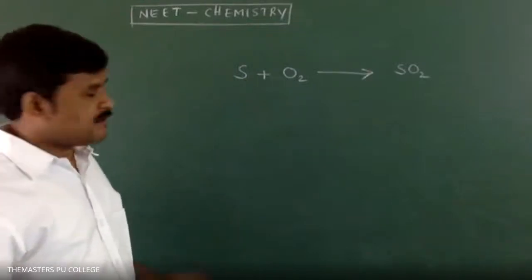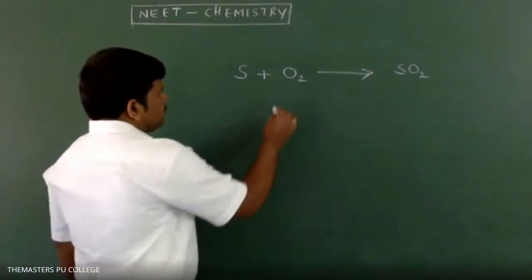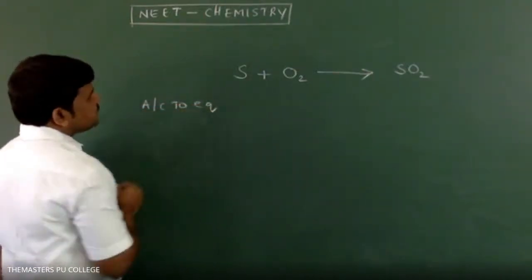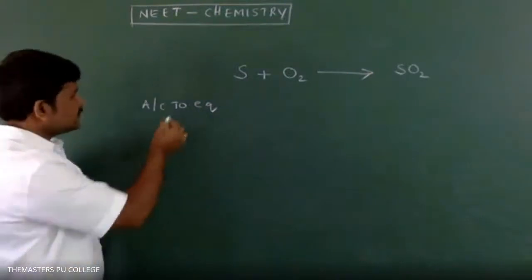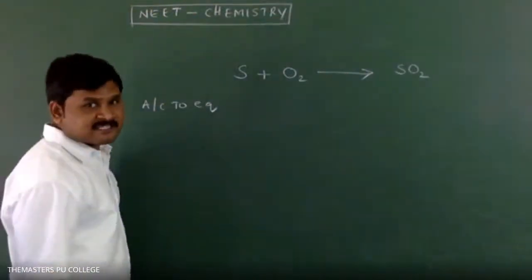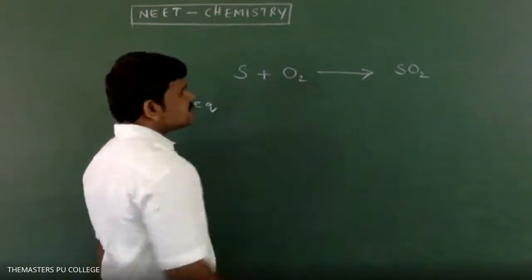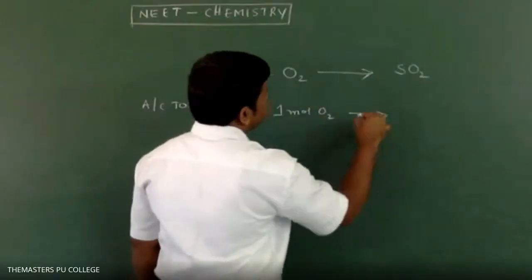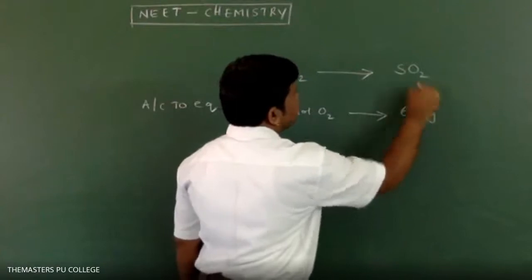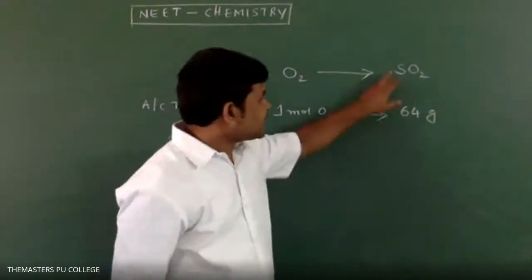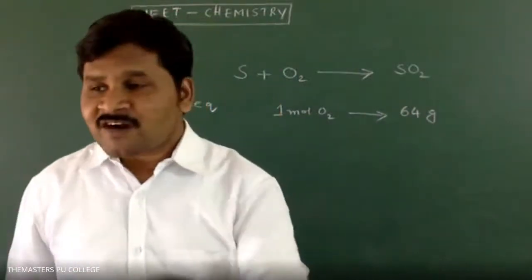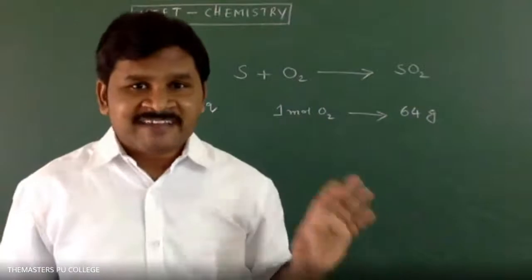Here, according to the equation, how many moles of O2 do I have? 1 mole. So this is 64 grams of SO2. Here I am not taking SO2 moles. Why? In the question, he is asking what is the weight of SO2 formed. Weight means weight.